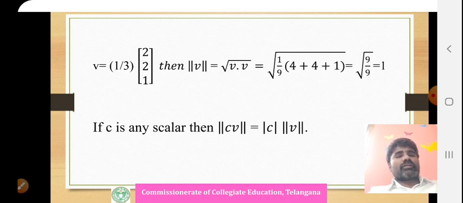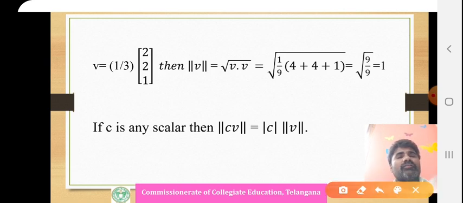That's why v by norm v is always a unit vector. And we can also remember that if c is any scalar, then norm of c into v is nothing but mod c into norm v. Why is it mod c? Because norm means we are squaring. That's why mod c, which is positive, comes outside of the square root. That's why it is mod c into the norm of a vector.